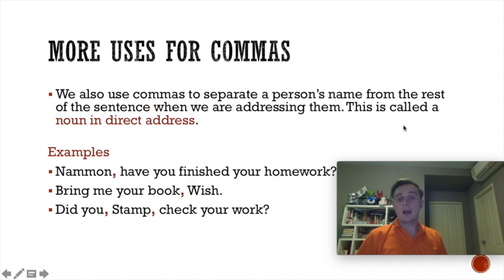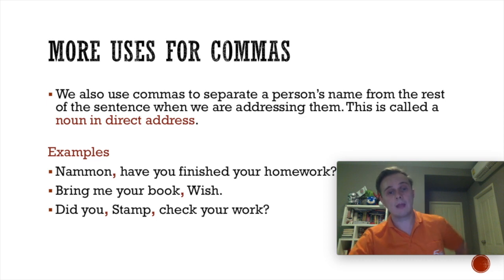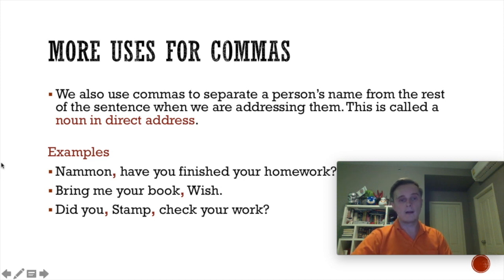after them. Now, when we are speaking to someone, if we use the name of the person that we are speaking to in that sentence, this is called a noun in direct address. When we use a noun in direct address, when we speak to someone and use their name, we need to separate their name from the rest of the sentence using a comma. So look at the first example. Namon, have you finished your homework? If I was speaking to Namon and I used her name, I would, at the start of a sentence, use a comma after her name.